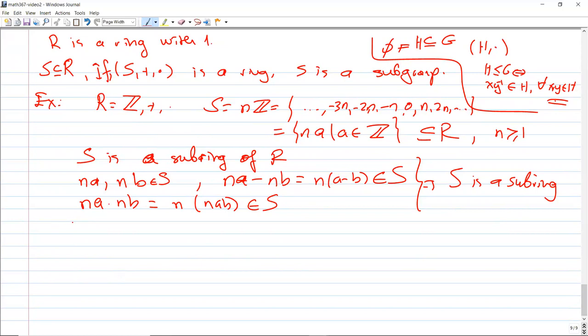Although R has an identity, this S does not have one. The reason is that one is not inside this ring.